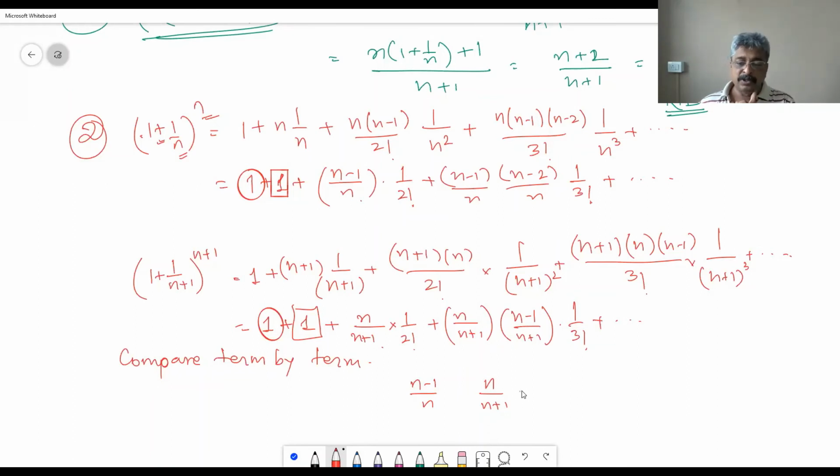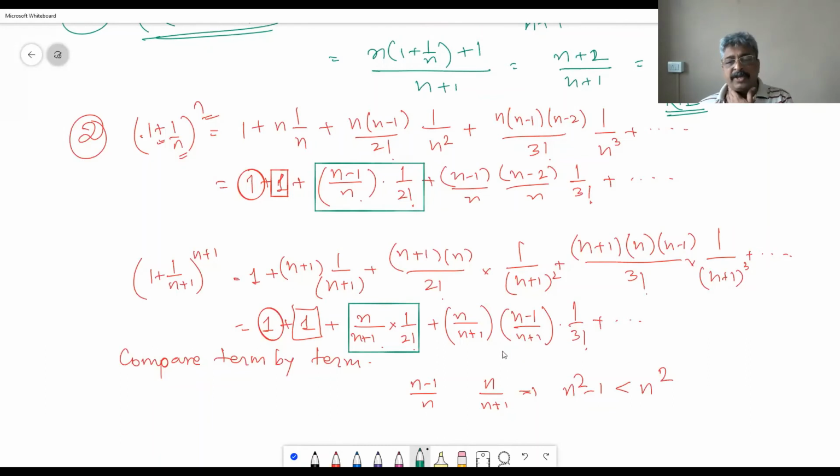Okay, so we want to conclude with this. This is n squared minus 1, and that is n squared. Everything is positive. So on cross multiplication, n squared minus 1 is strictly less than n squared. So term number 3 is less than term number 3 of the other. Similarly, we can prove that term number 4 is going to be less than term number 4.